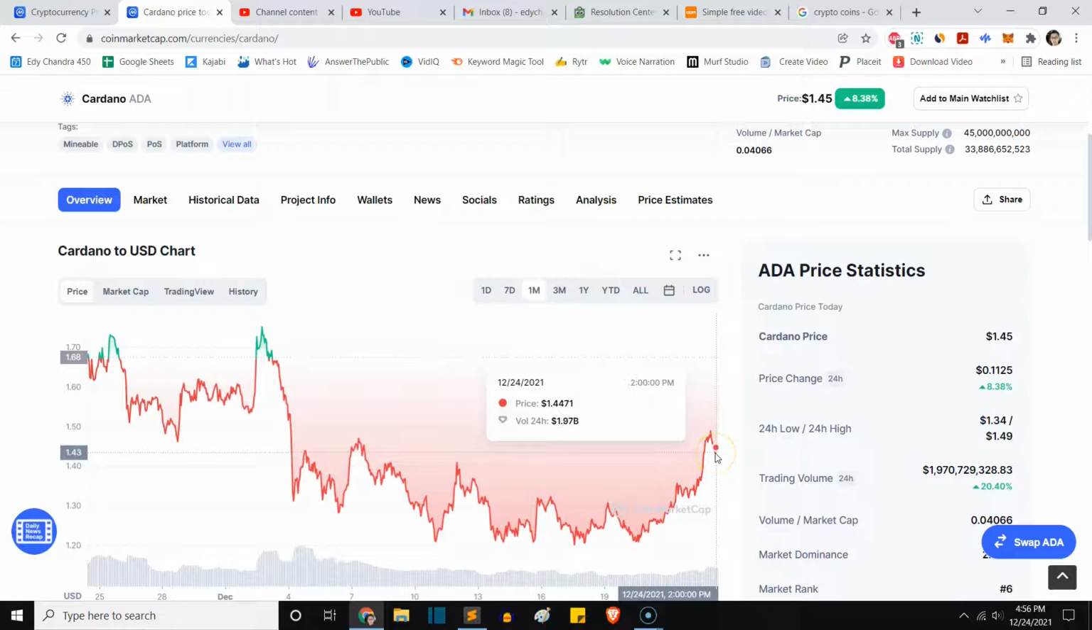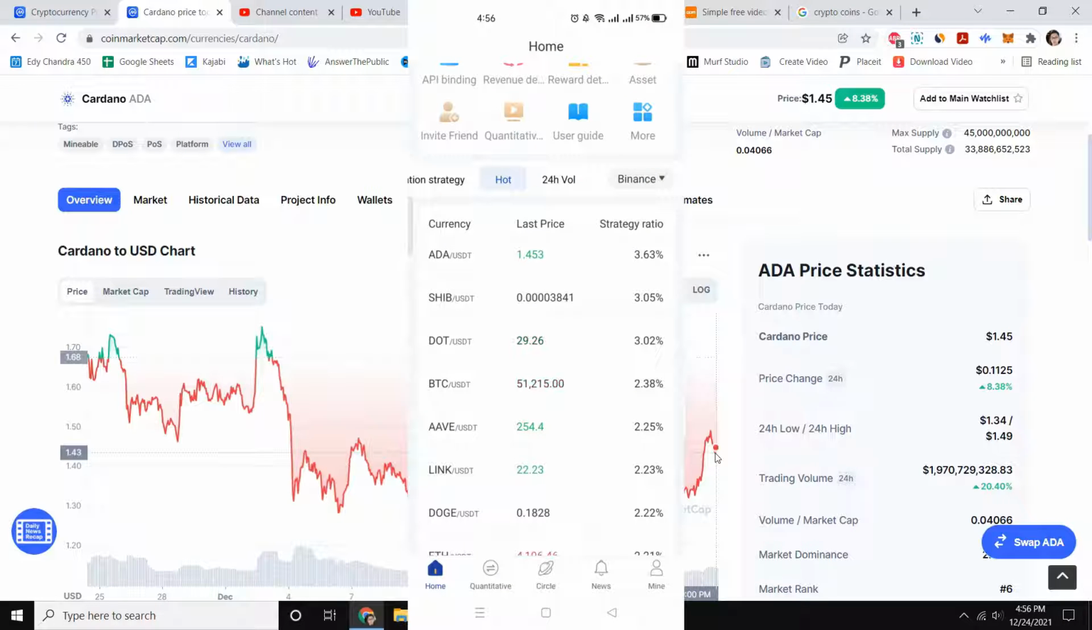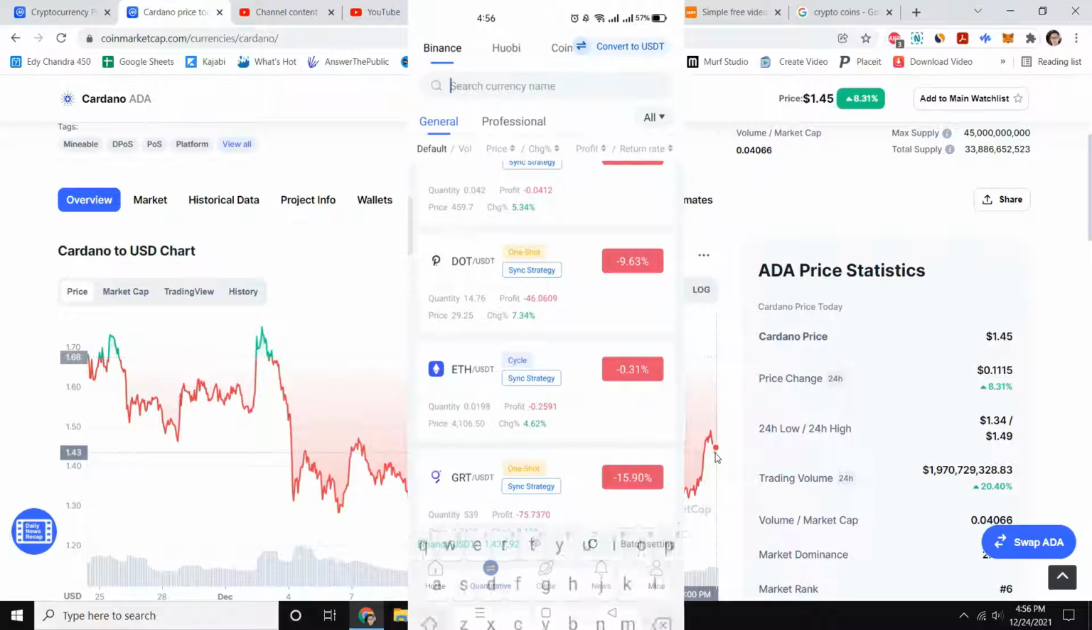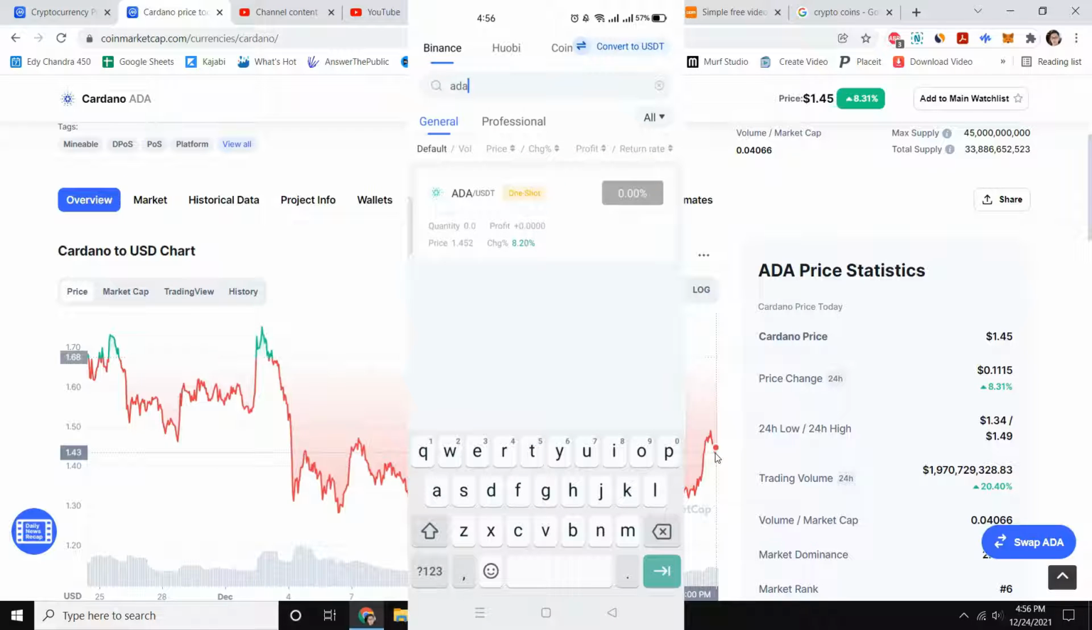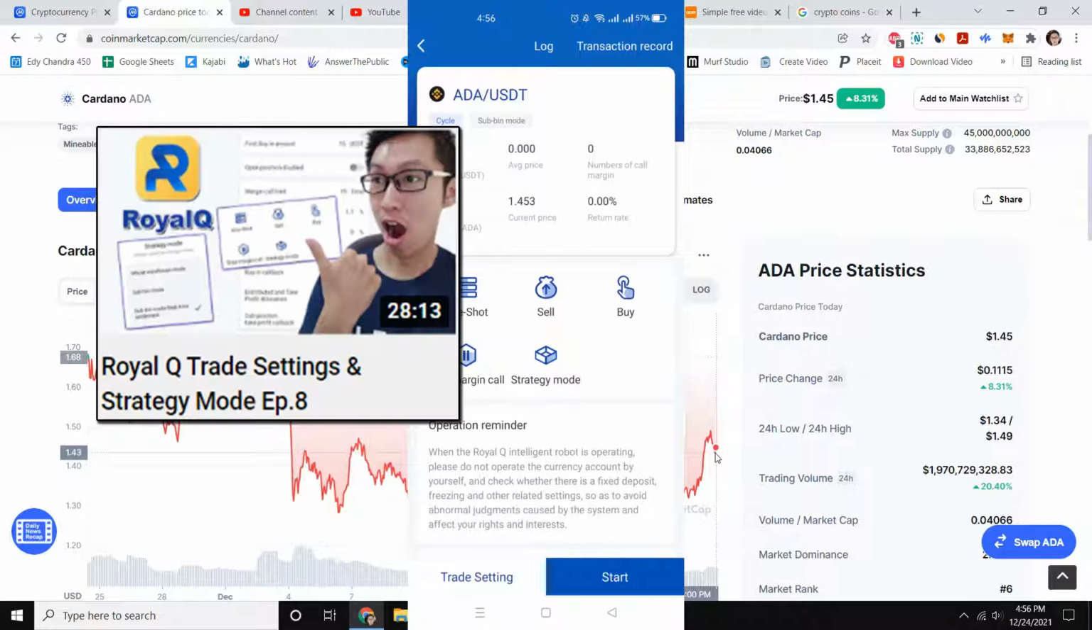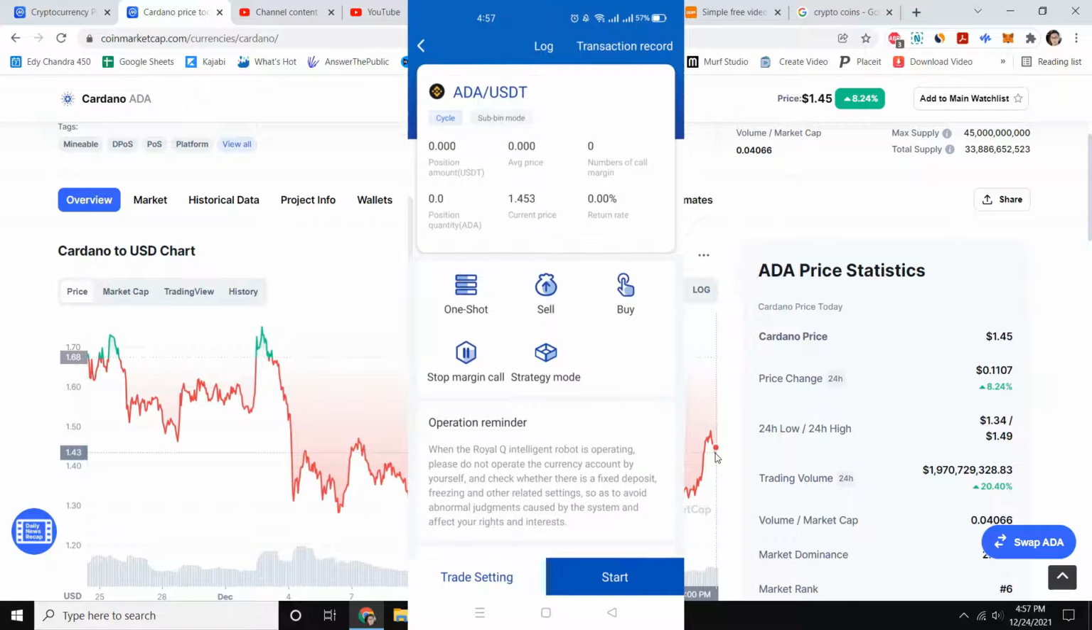To play manual trading, guys, you need to know a little bit about technical analysis. So I will choose ADA and I will go to quantitative and I will find ADA. Okay, this is the coin that I want to play. I will click on this coin. Now I will press on cycle. If you don't understand what these settings are, go back to this video, watch it, understand it before you try manual trading, guys.